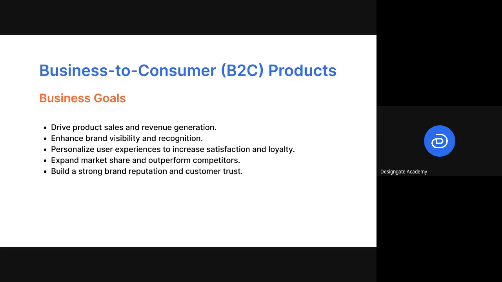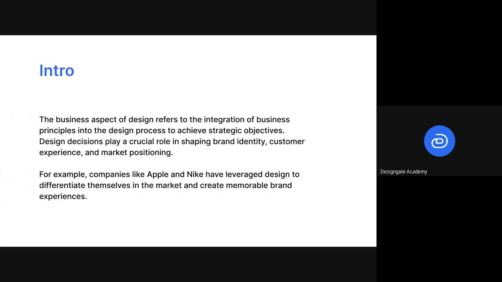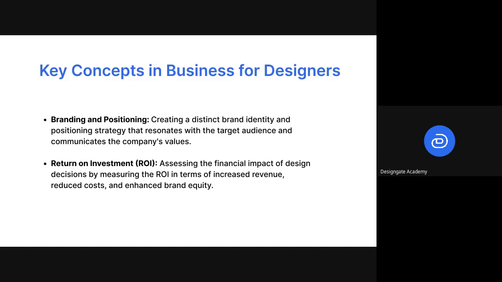Okay, so let's take a look at some of the problems and some of the ways you could improve. For B2B, they may lack user friendliness, struggle with scalability, have different decision-making processes, and need varied marketing strategies for targeting business versus consumers. And here you have the solutions: balancing functionality with user experience in B2B, providing scalability and customization, tailoring sales strategies to match decision-making, and developing targeted marketing campaigns for each audience segment. Like I said, I'll be sending this so you can read it.